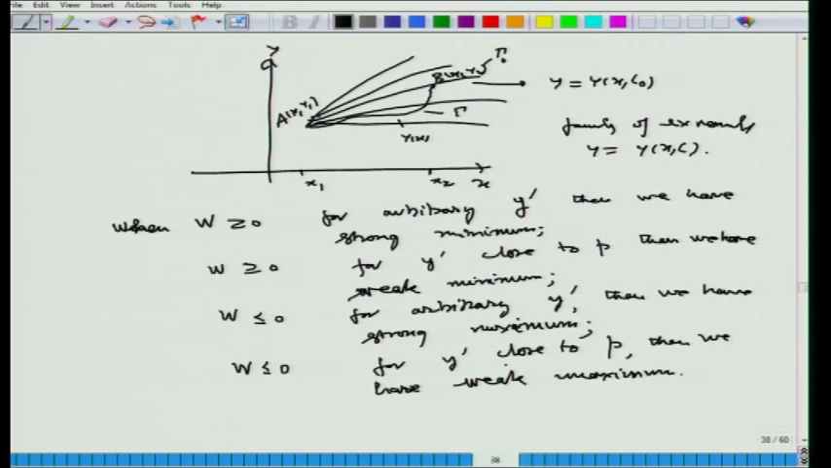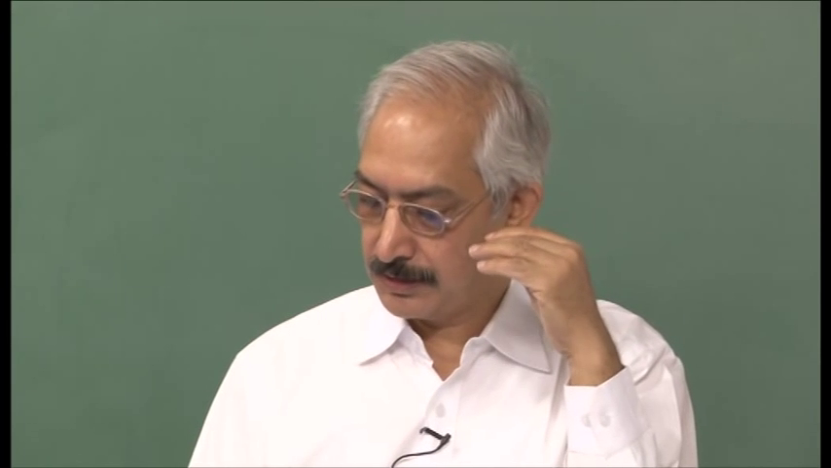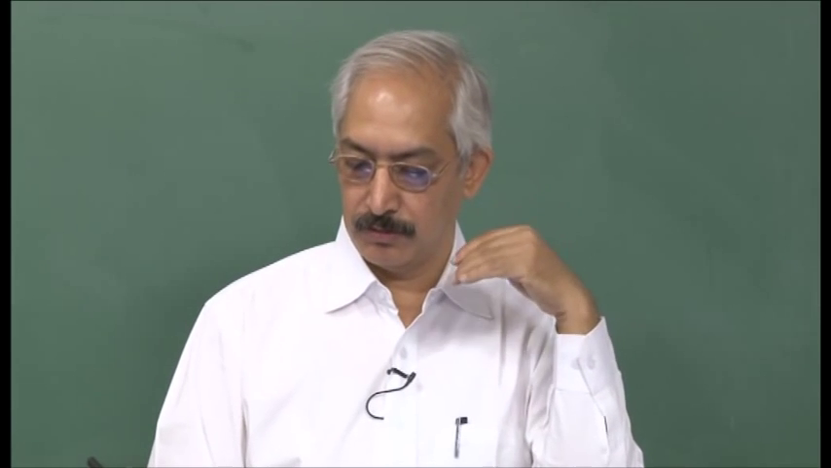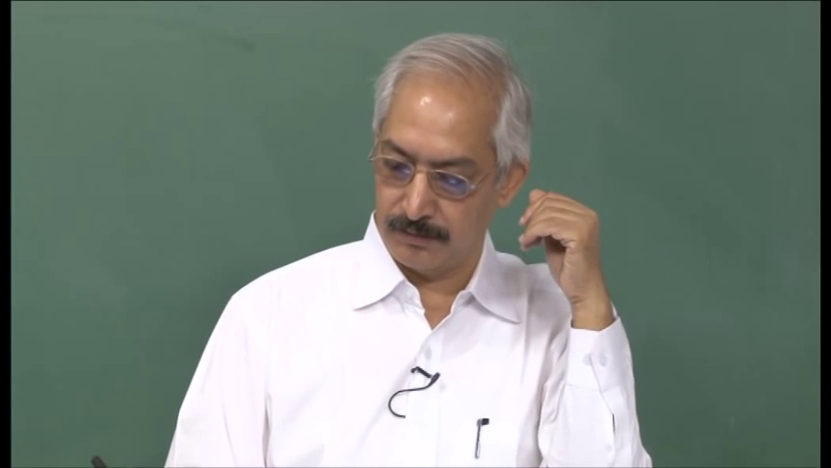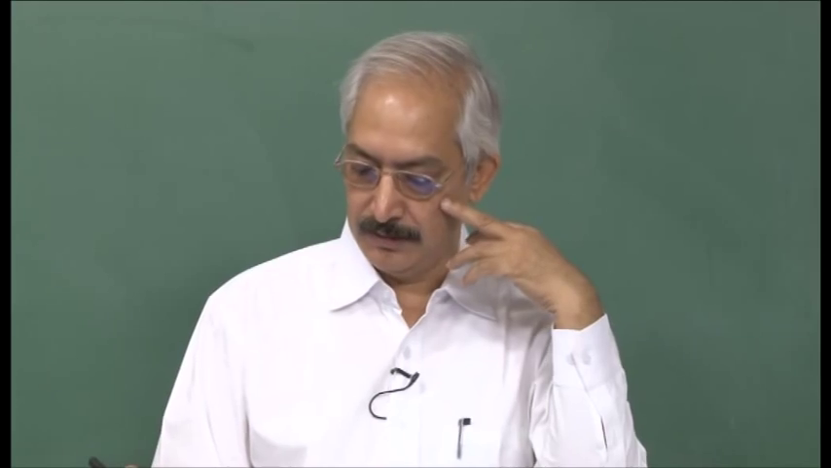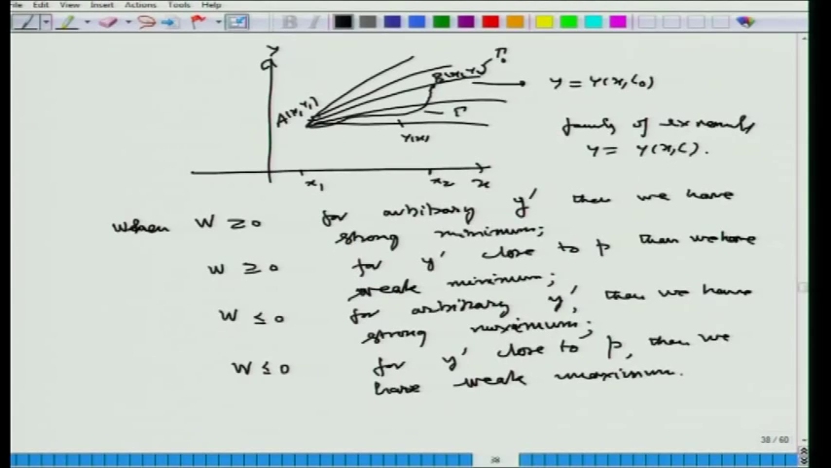Since if we have to consider y prime close to p, that means we are considering this in the first order proximity. If y prime is arbitrary, then we are considering the zero order proximity. So, as defined earlier, in case y prime is arbitrary, we get a strong minimum or maximum depending upon the sign of W. And in case y prime is assumed to be close to p, then we get a weak minimum or maximum depending upon the sign of W.